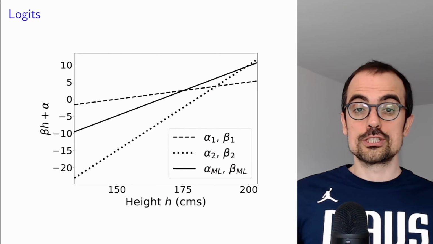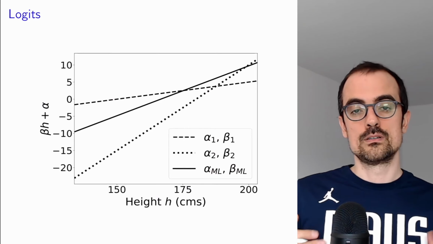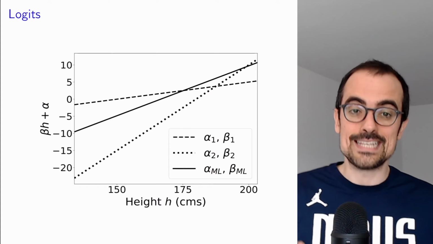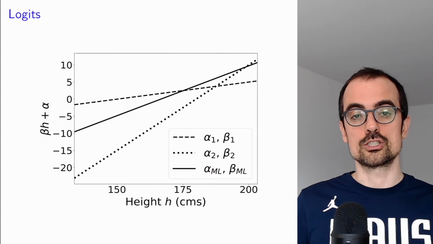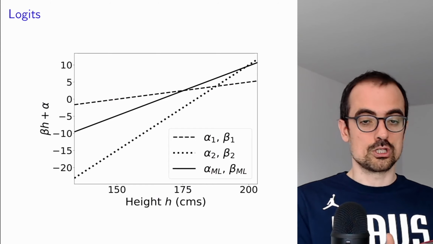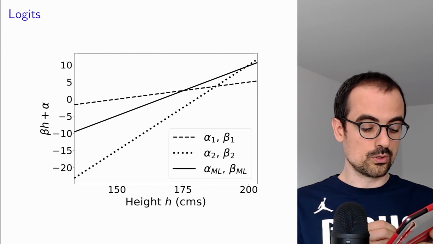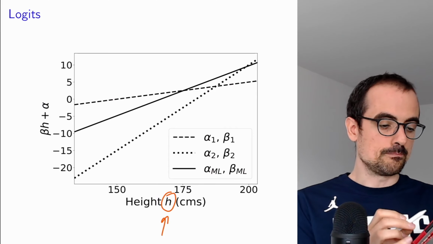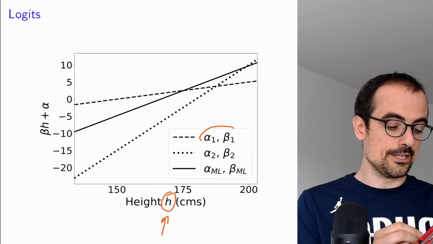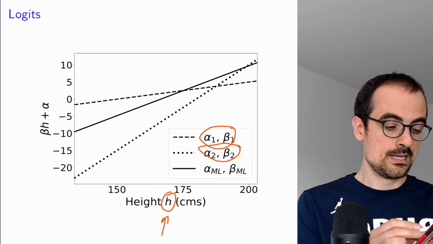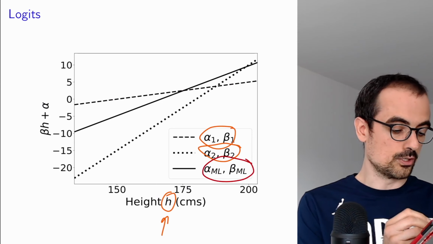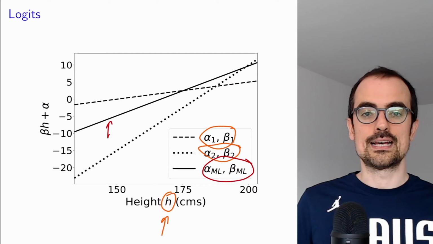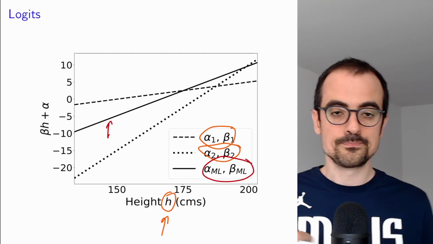So these are the logits. This is what goes into the logistic function. These are not probabilities yet, but once they map through the logistic function, they're going to be probabilities corresponding to different values of height. This is a good thing of having a single feature. We can visualize everything very easily. And this is for the two values that are not the maximum and also for the maximum. Okay, so this line here is the one that achieves the highest likelihood.